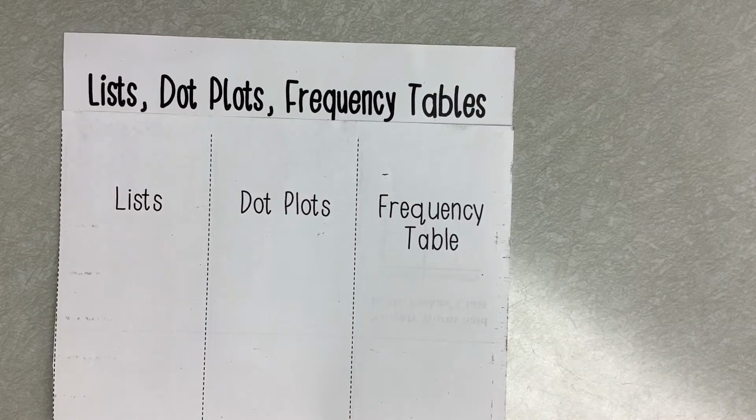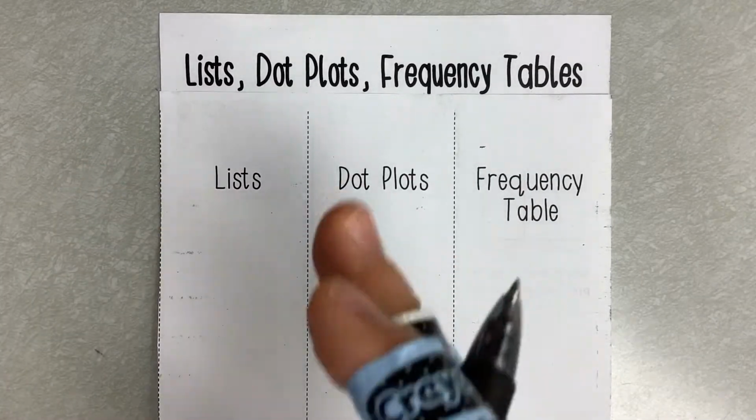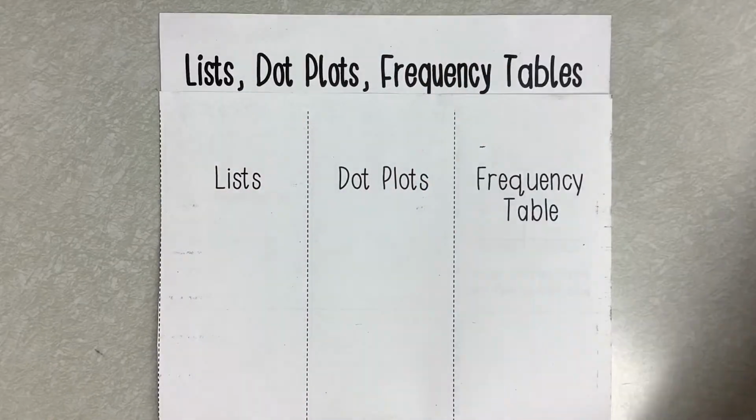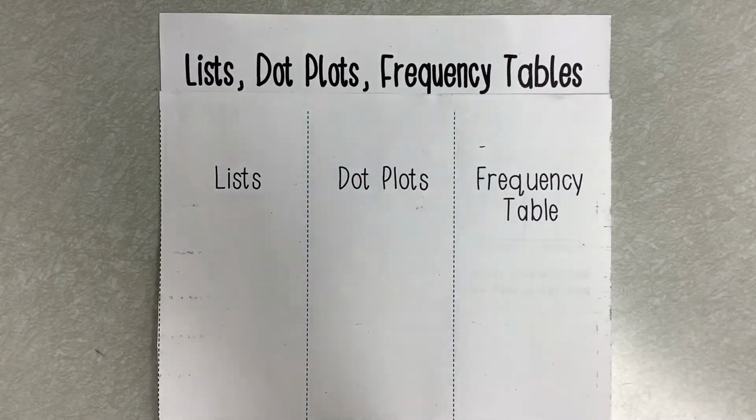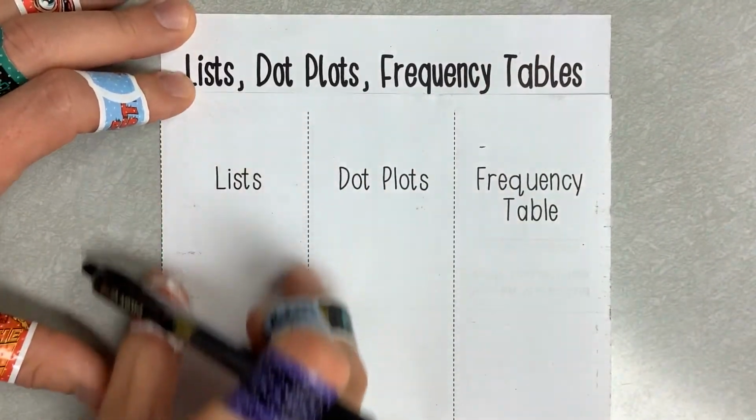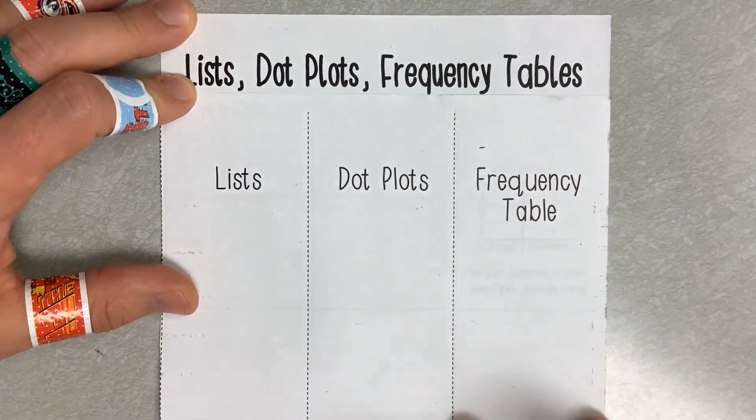Okay, guys, today is a fun one. So we're talking about lists, dot plots, frequency tables. Miss Ralph made this foldable, and let me tell you, it was genius, absolute genius. Watch what we got here. So this is going to be our list column. This is going to be our dot plot column, and this is going to be our frequency table column.